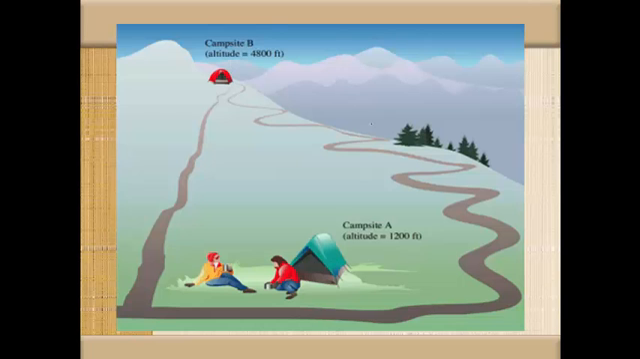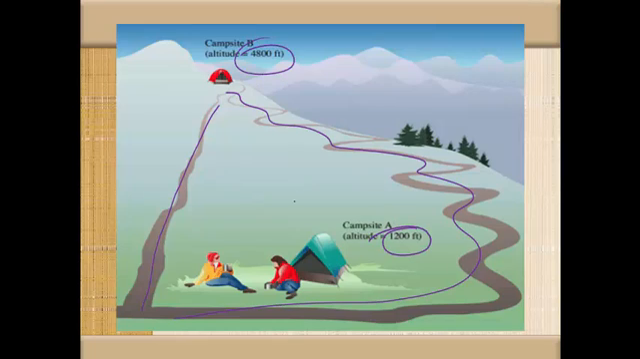Here's another kind of analogy visual. There are two different ways to get from campsite A to campsite B. You can take the short direct way, or you can take the long winding way, but either way your altitude change from 1,200 feet to 4,800 feet is the same altitude change either way.